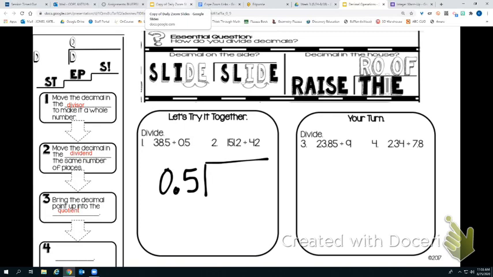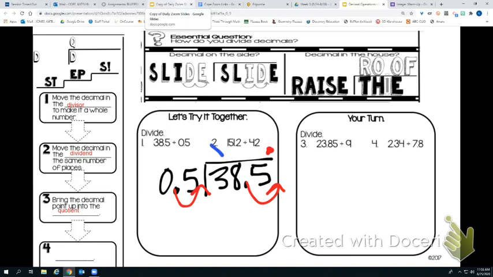0.5 divided by 38.5. So since I have one decimal outside of the house, you can't have any decimals outside of the house, and whatever you do to the outside, you have to do to the inside. And then we're going to put it right on top of our roof. So now we're really just taking 385 and dividing it by 5.